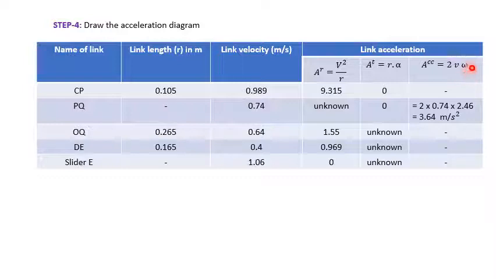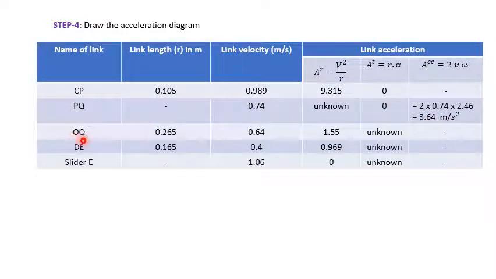When it comes to angular velocity, we have to consider omega OQ, because the Coriolis component of acceleration is occurring on the link OQ because of the oscillating link OQ. Therefore, we have to consider the angular velocity of OQ. So after simplifying, we got Coriolis component 3.64 meter per second square.